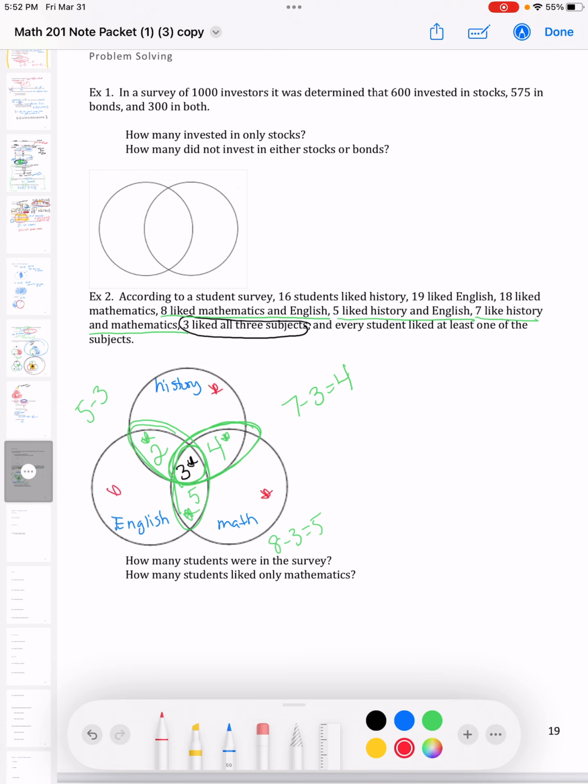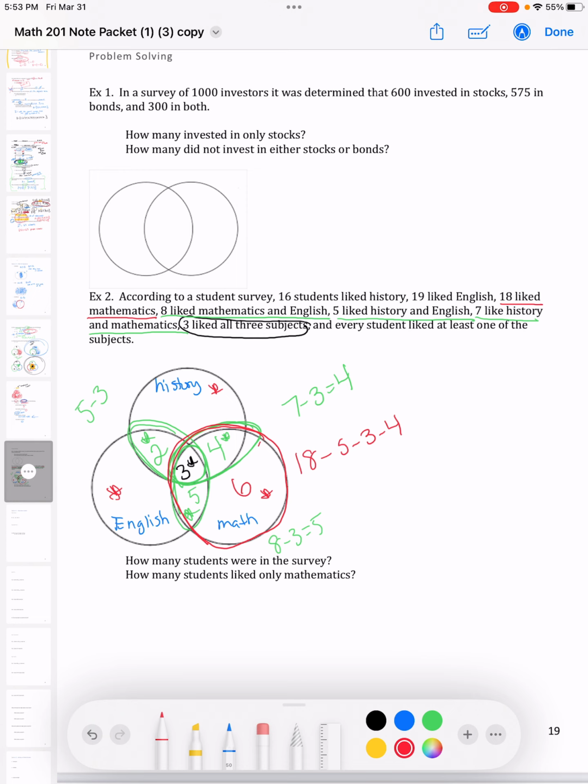Now I've got the very outside, no intersections, just plain history, plain math, and plain English. So 18 people liked math. Here is my whole math circle. There are already numbers in it. I need there to be a total of 18, but there are some numbers already in it. So just like before, I'm going to subtract everybody that's already in it. So that's just going to leave 6. Now what this tells me is 6 people liked only math, 4 people liked both history and math, 5 people liked just English and math, and 3 people liked all of them, in the math circle.